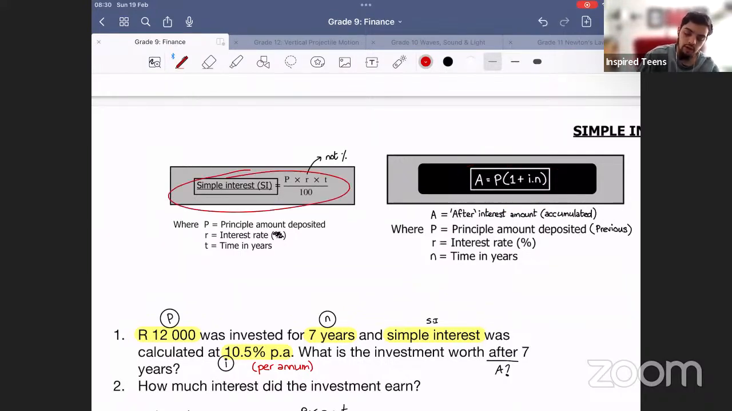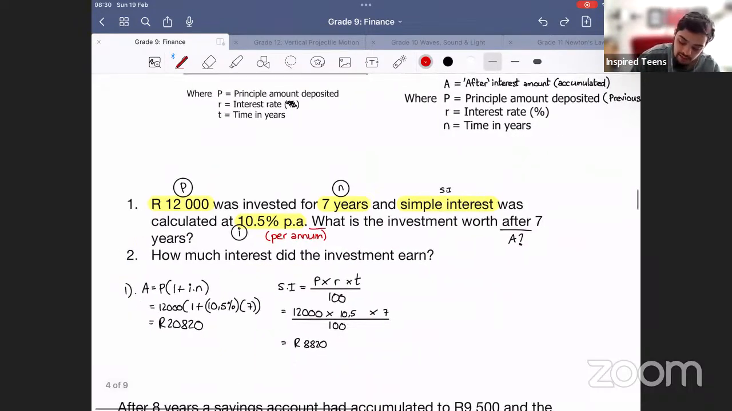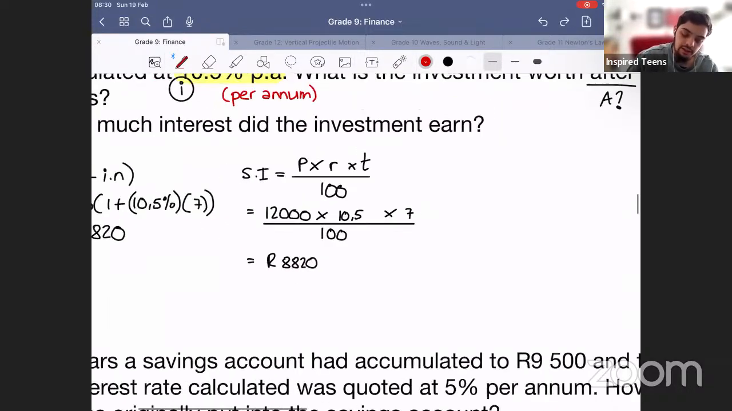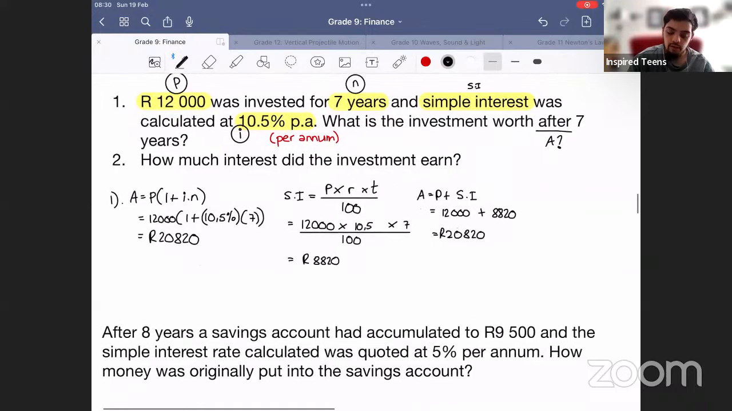In this one, you're just going to calculate simple interest, and then you're going to have to add the principal amount, because they say, what is the investment worth after 7 years? So remember, the investment is not just worth what the interest is. The investment is worth the principal amount plus the simple interest. Okay, and that's going to be equal to 12,000 plus the 8,820. That gives us the 20,820 Rand of the worth of the investment.